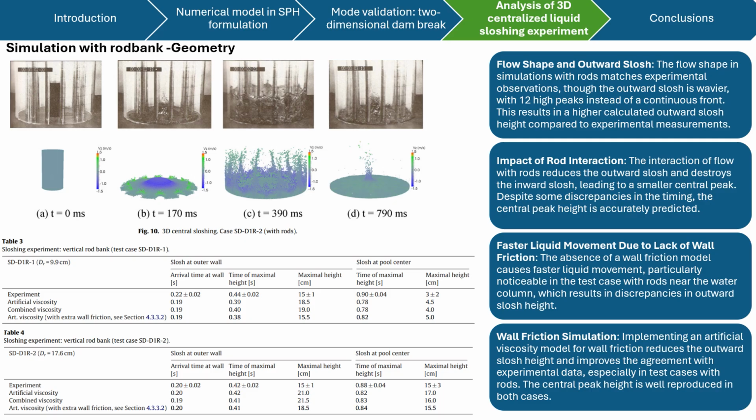The third point is faster liquid movement due to the lack of wall friction. The absence of a wall friction model causes faster liquid movement, particularly noticeable in the test case with rods near the water column, which results in differences in outward flow height. And the last point is the wall friction simulation. Implementing an artificial viscosity model for wall friction reduces the outward flow height and improves the agreement with experimental data, especially in the test case with rods. The central peak height is well reproduced in both cases.